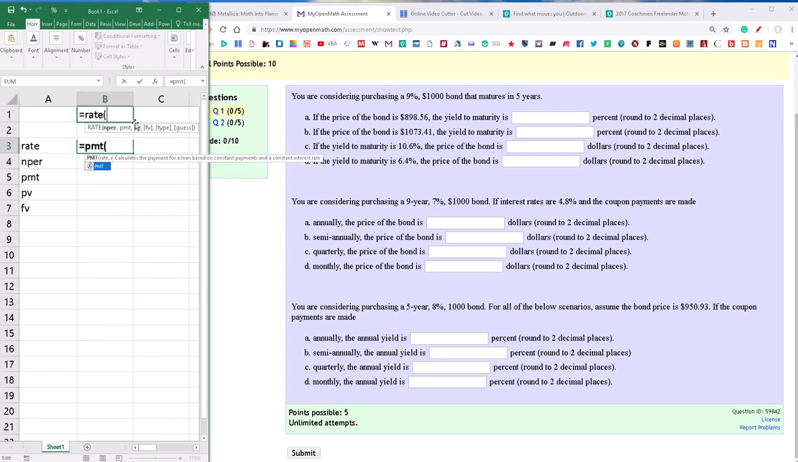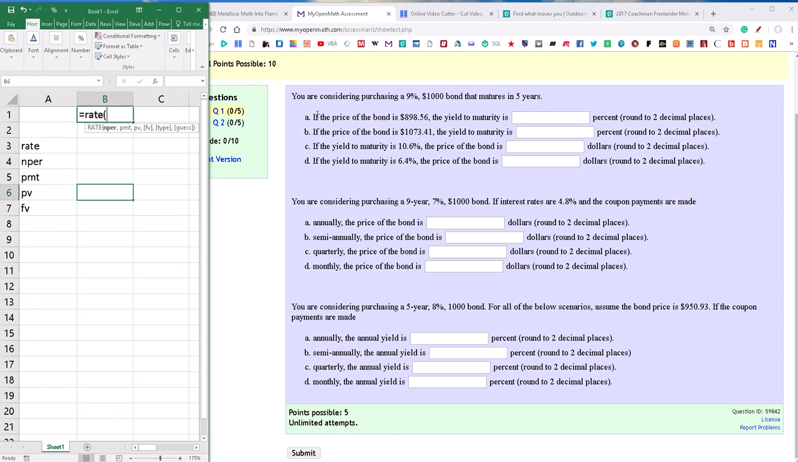So the cool thing about Excel is that the functions and the inputs are the same name. So NPER is an input to rate, it's an input to payment, it's an input to PV, it's an input to future value. But it's also a function. Payment is an input to rate, payment's an input to NPER, payment's an input to PV, and an input to FV, but it's also a function. That's what makes Excel so cool.